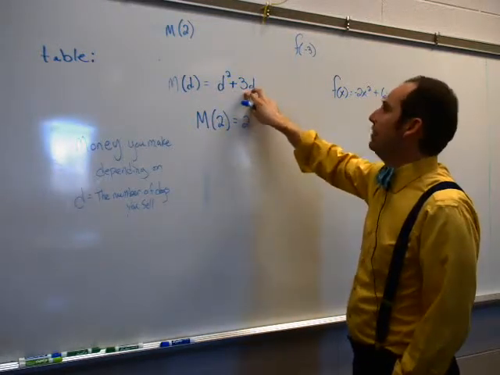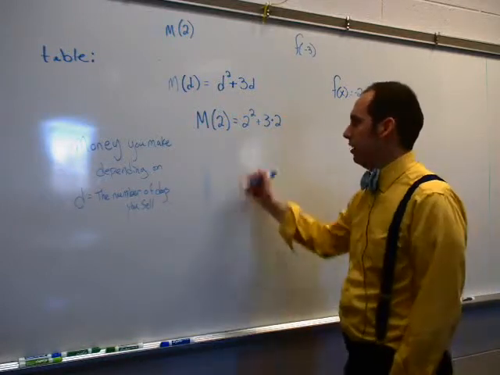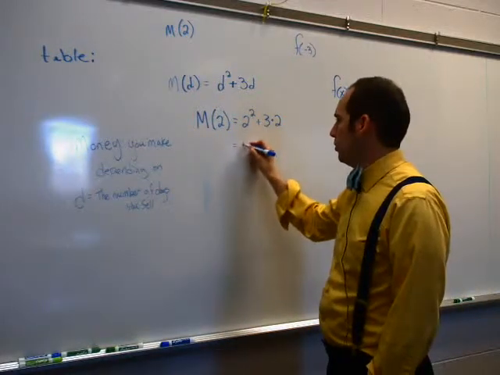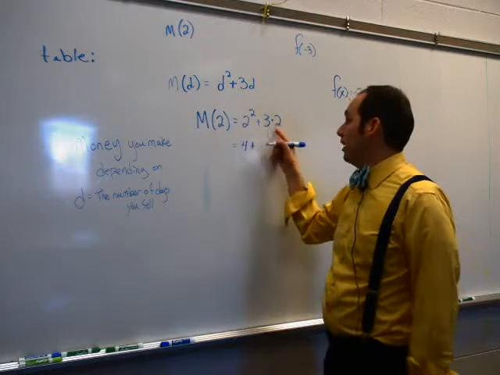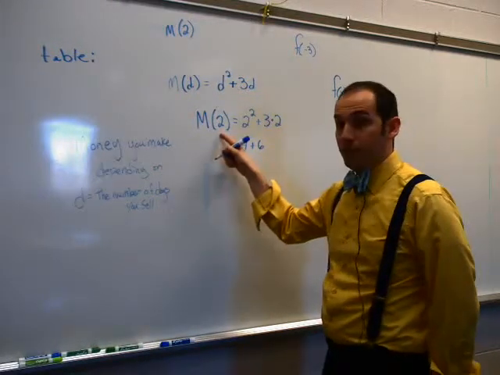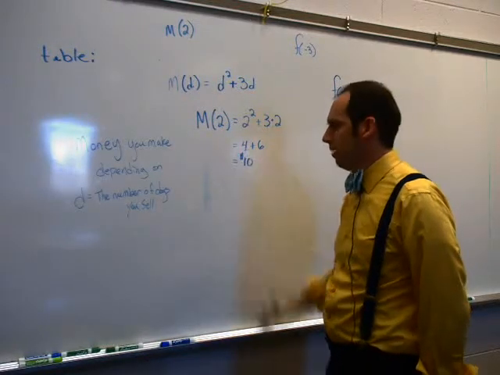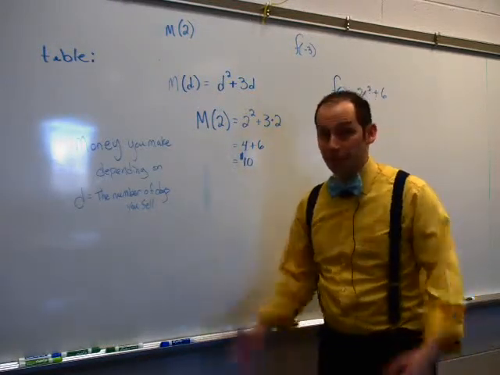Now 3D represents multiplication, so we're going to continue multiplying. That doesn't change. So here I got 2 squared, which is 4. And then here we got 3 times 2, which is 6. So the amount of money that we make by selling 2 dogs is $10. Okay? And again, this is a hypothetical situation.